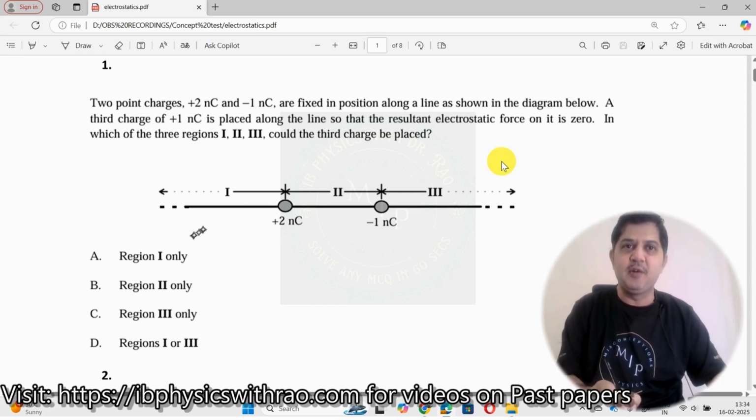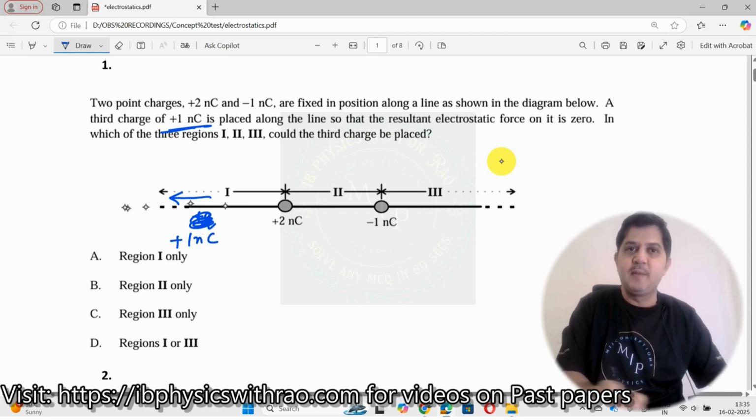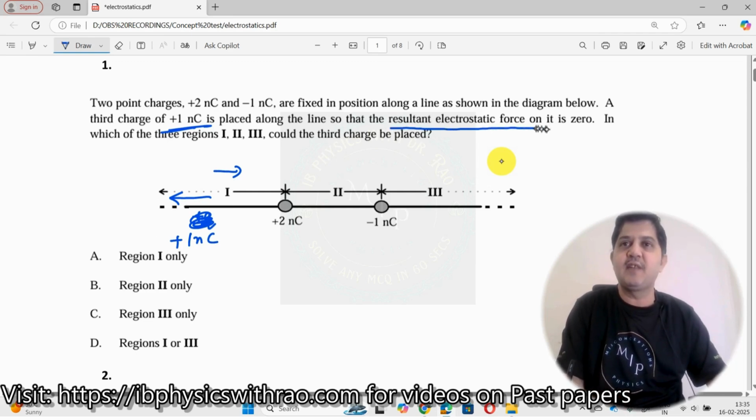Suppose I put the charge plus q here, plus 1 nanocoulomb. Then what will happen? This plus q will be pushed away in this direction. And what will the minus 1 nanocoulomb do? It will try to attract it like this. But this force would be larger than this one, so the resultant force will not be 0. But what is being asked? The resultant electrostatic force should be 0.